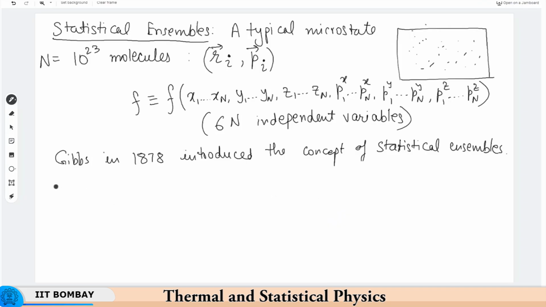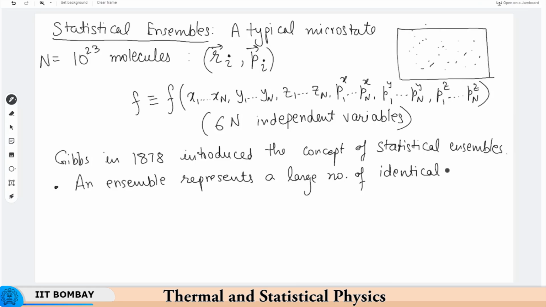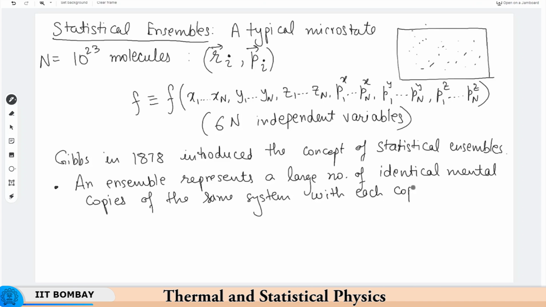So, which is as follows, right. An ensemble represents a large number of identical mental copies of the same system, right, with each copy corresponding to a unique microstate.